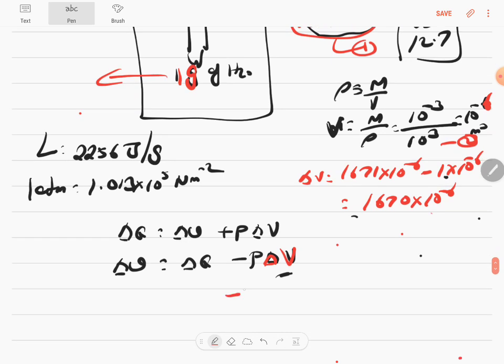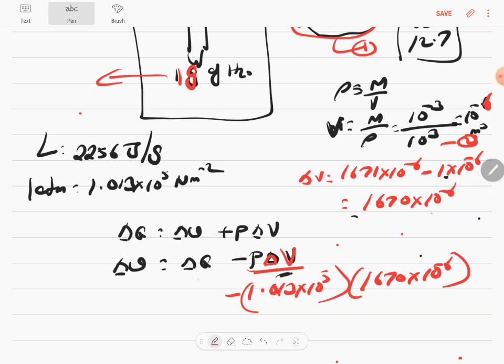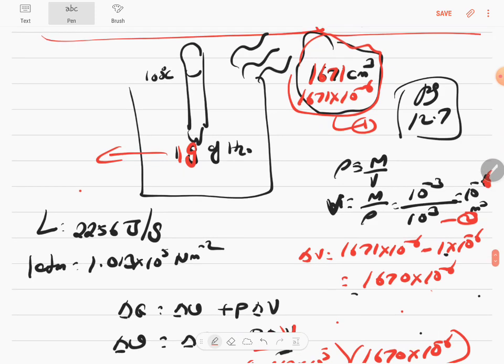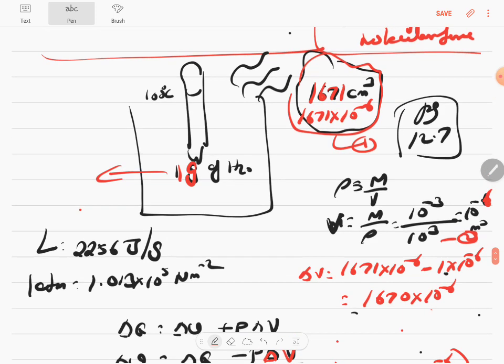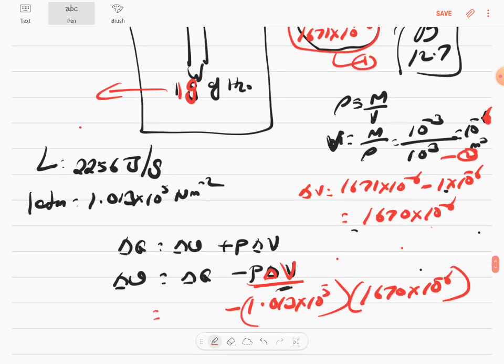I know pressure, which has been given as 1.013 into 10 to the power 5 in the question. Even otherwise I should know. Then 1670 into 10 to the power minus 6. I got P into delta V, substituted. What is delta Q? Here, is it latent heat or specific heat? It is latent heat, because it's at 100 degrees and it's boiling, converting to vapor, which means hidden heat.